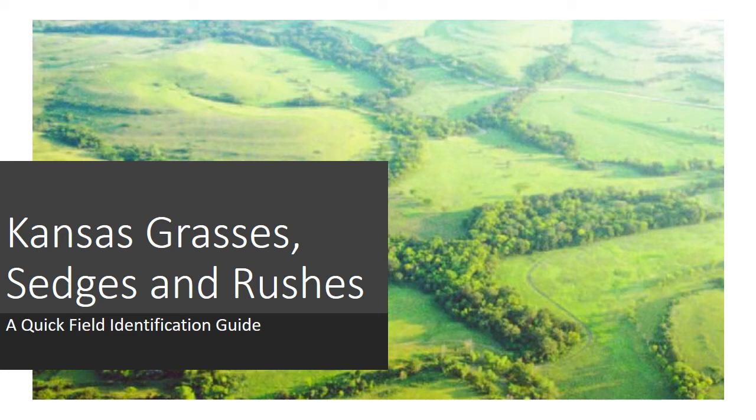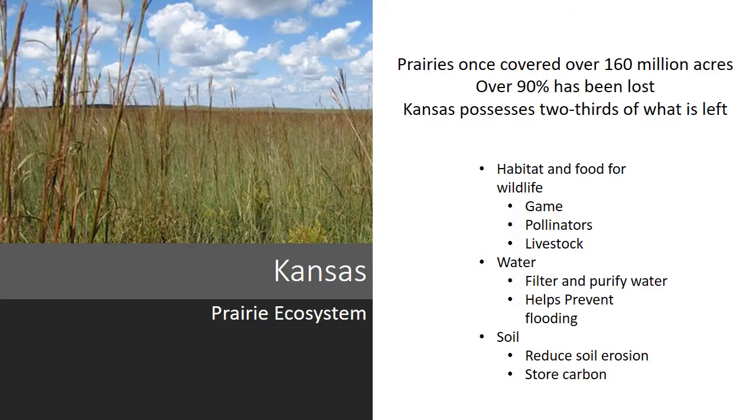Hi, I'm Cheyenne Bartz with Washburn's Advanced General Botany, here to give you a quick identification guide to Kansas grasses, sedges, and rushes. Prairies used to be the continent's largest continuous ecosystem, spanning over 165 million acres in North America.